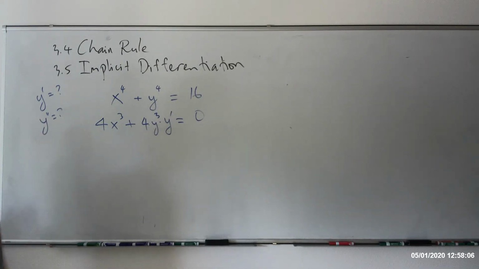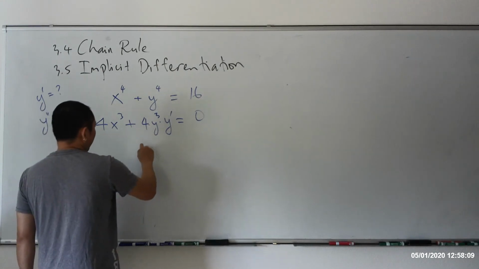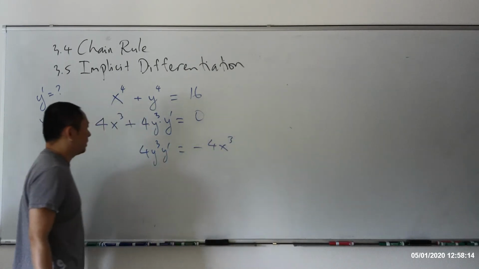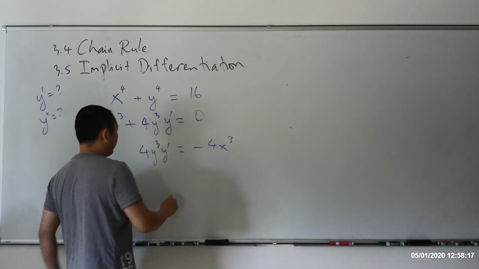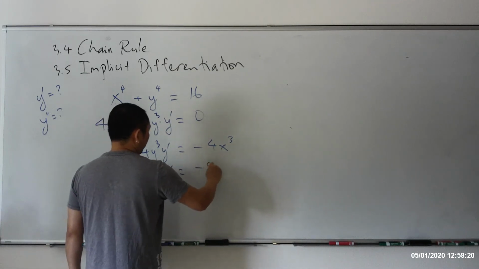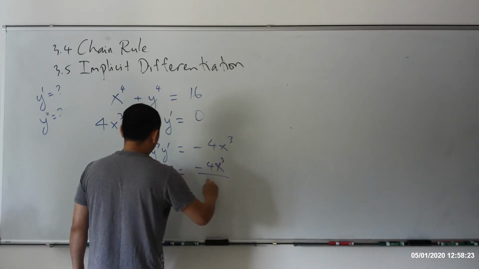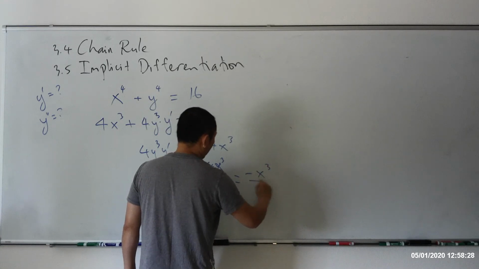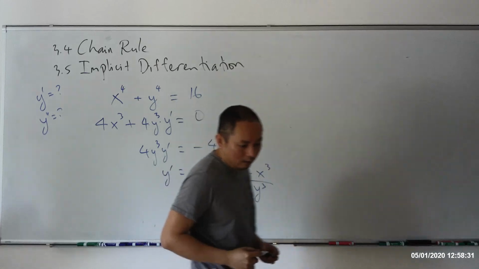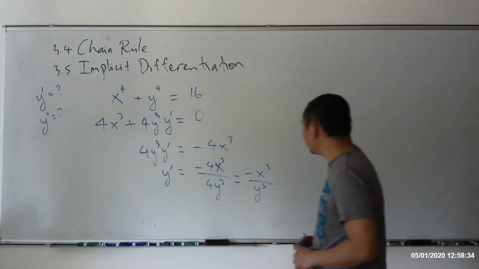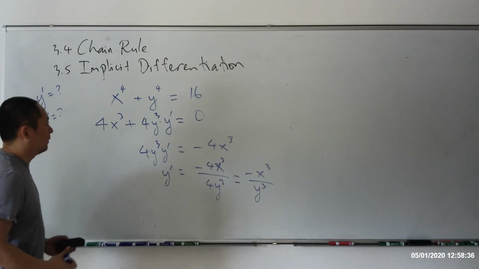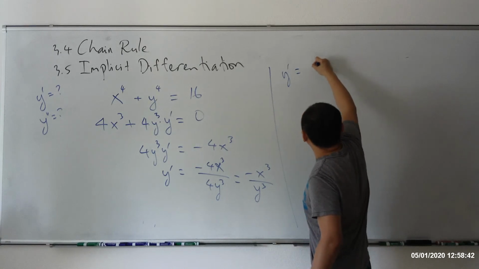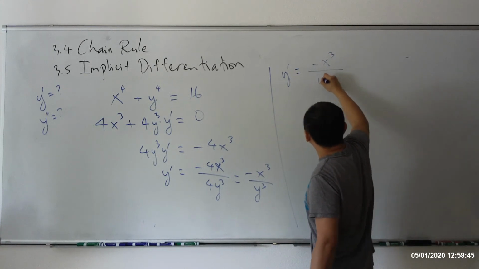Okay? So can you solve for y prime from here? We have 4y cubed y prime is equal to negative 4x cubed. See what we're going to do? Divide both sides by 4y cubed. So y prime is equal to negative 4x cubed over 4y cubed. And if I simplify the 4, I get negative x cubed over y cubed. This will be our first derivative. So far, so good. So y prime is equal to negative x cubed over y cubed.